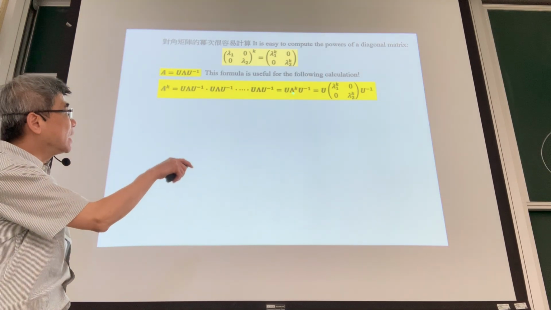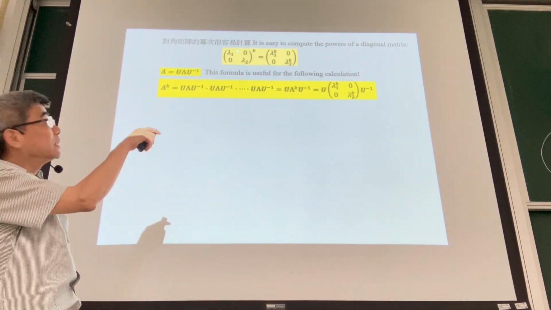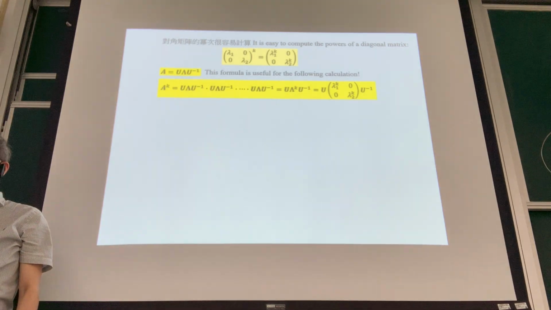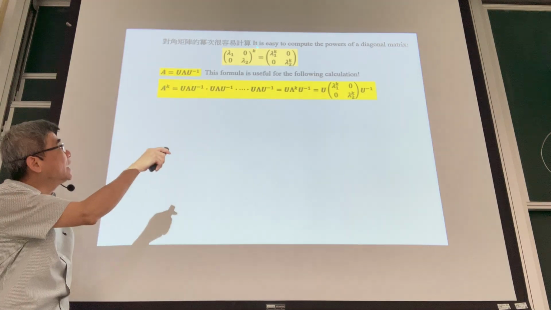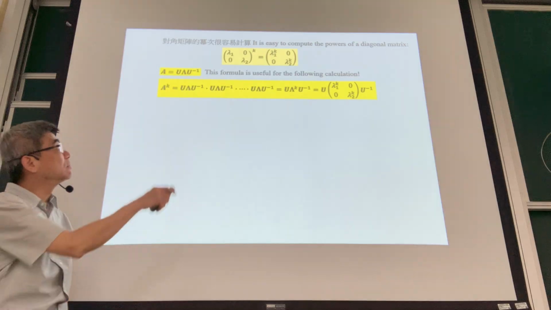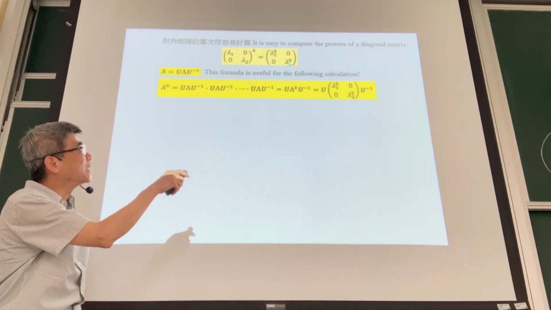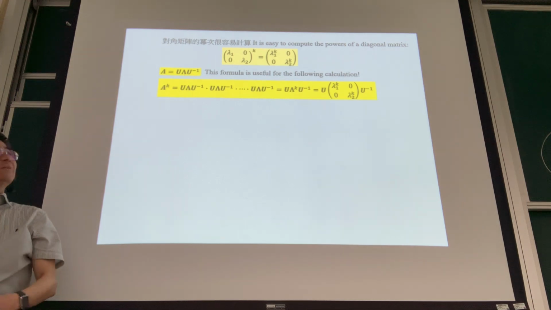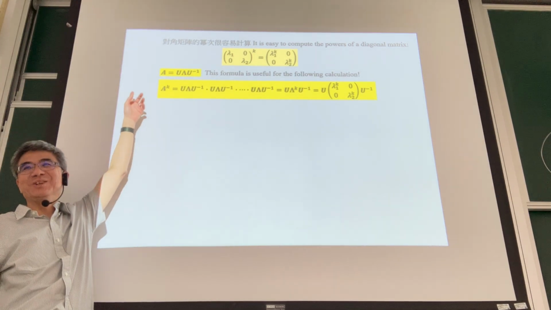And lambda to the kth, don't forget, lambda is a diagonal matrix. A diagonal matrix to the kth power is just lambda 1 to the kth power, lambda 2 to the kth power. So I got a very simple way to calculate A to the kth power.